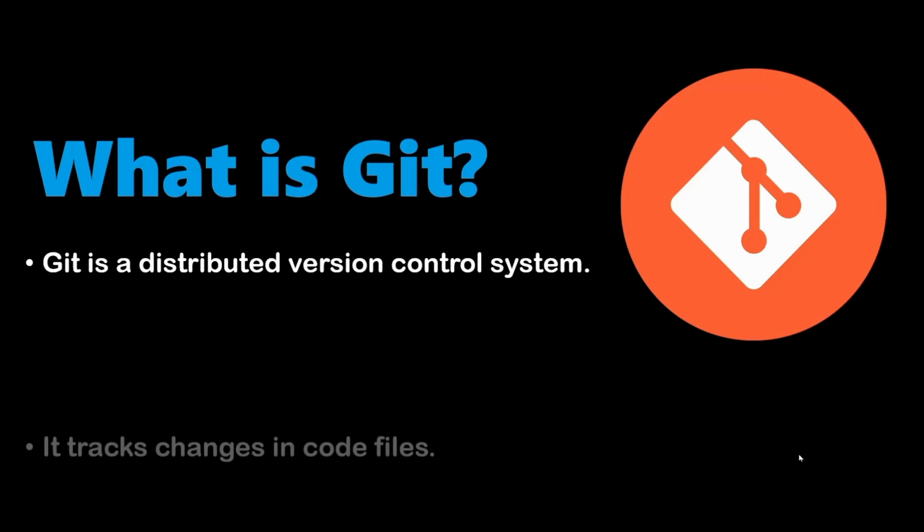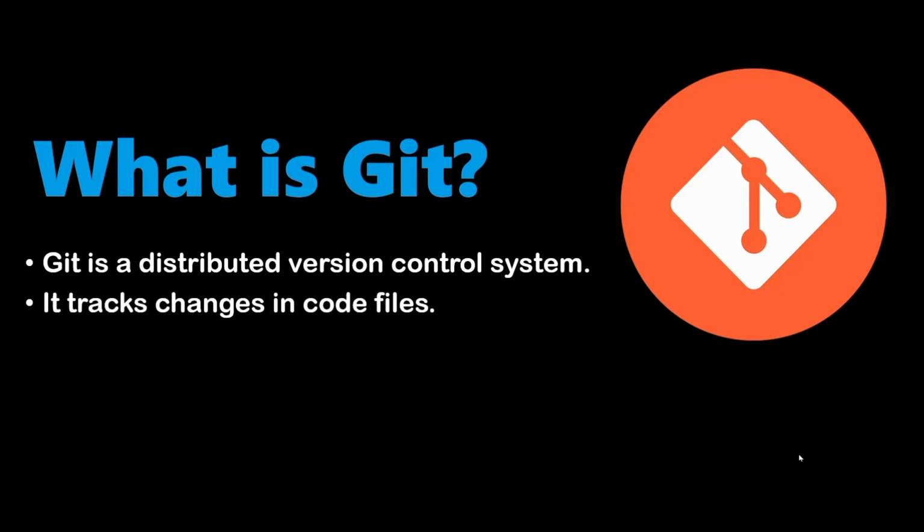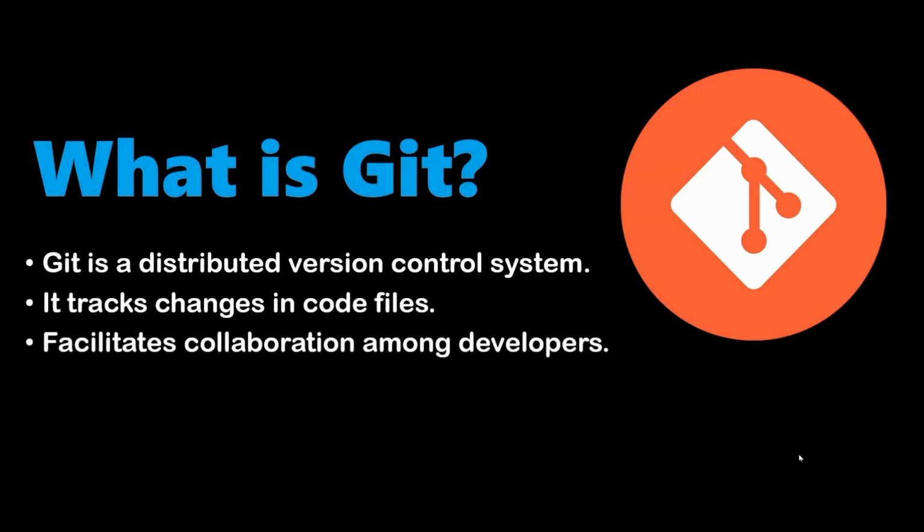working perfectly. As I told you, it tracks changes in the code files and it facilitates collaboration among the developers. So multiple developers can work on the same project without stepping on each other's toes. Git lets you merge the changes from different people together. It helps and facilitates developers to collaborate with each other on working on a large scale project. This is all about Git.